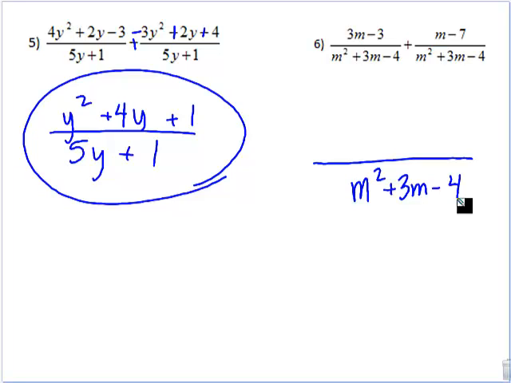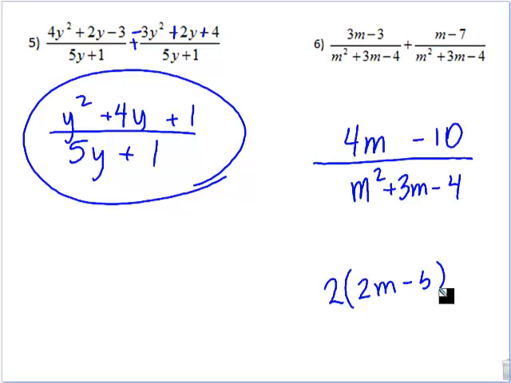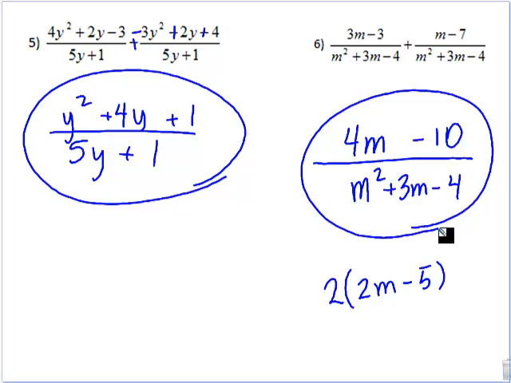Numerator we're adding, so we just want to combine our like terms. So 3m plus m, 4m, negative 3 plus negative 7, minus 10. Would we be able to get a factor from m squared plus 3m minus 4 that could cancel with a 4m minus 10? No. Even if we took a GCF of a 2 out, our first term is still a 2m, and that's not going to ever come to the square. So is that okay?